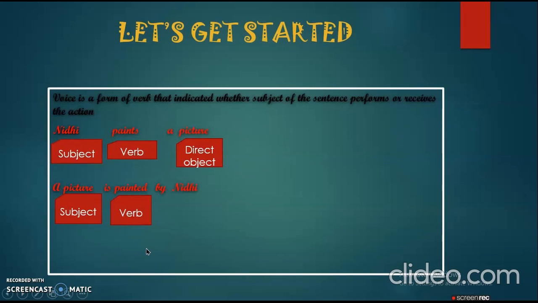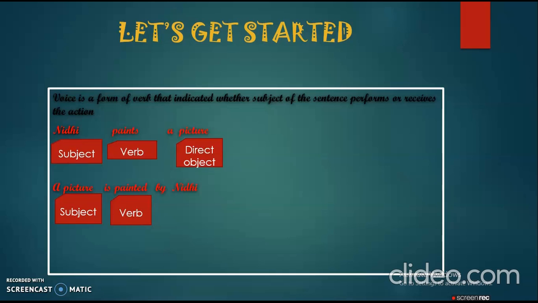Voice is a form of verb that indicates whether the subject of a sentence performs or receives the action. So what is voice? It is a form of verb that indicates whether the subject is receiving the action or is performing the action. Like Nidhi paints a picture. Nidhi is the subject. Paints is the verb. Picture is the direct object.